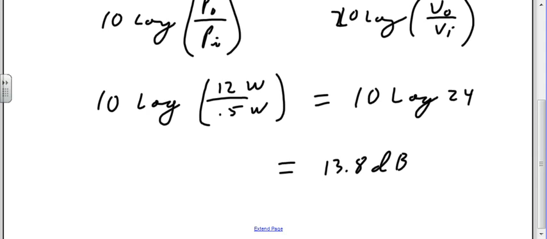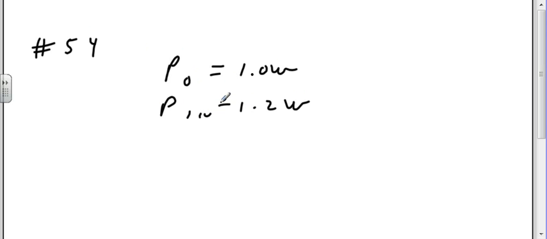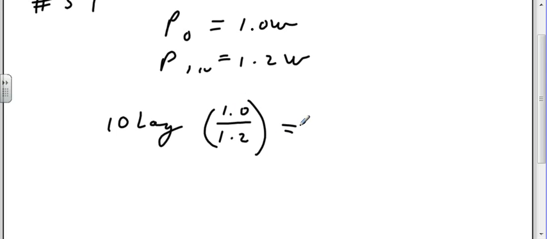Okay, last problem, number 54. Power out 1 watt. Power in 1.2 watts. Well, this is good. This makes it so I don't have much left over. 10 log 1.0 divided by 1.2. Okay. 10 times the log of 1 divided by 1.2, close parentheses, minus 0.792 dB. Doesn't say how many significant digits, does it? So we should only keep 2 significant digits in our answer because that's all we got. Okay. Minus 0.79 dB.